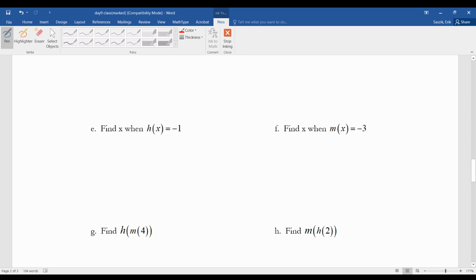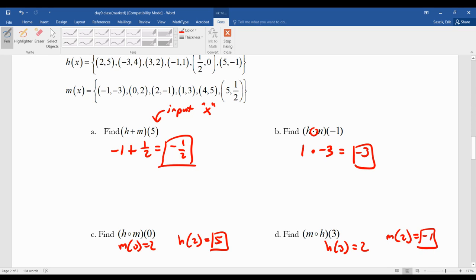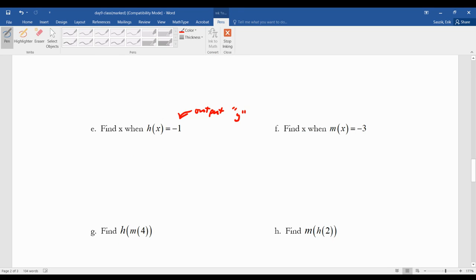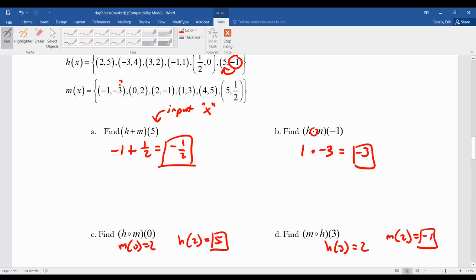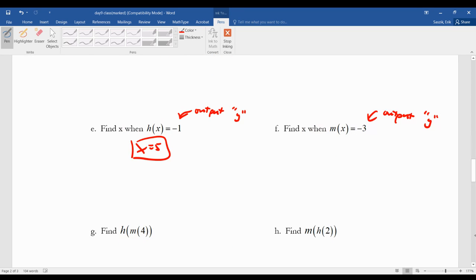So now this is, remember, this is the output. This is the y. So this one's a little bit different. So look for, in the h function, where do you have a y value of negative 1? It's right there. Where did it come from? Came from 5. See, this is the output. So it's the y. So in the m function, where do you have a y value of negative 3? Right there. Where did it come from? It came from an x value of negative 1.